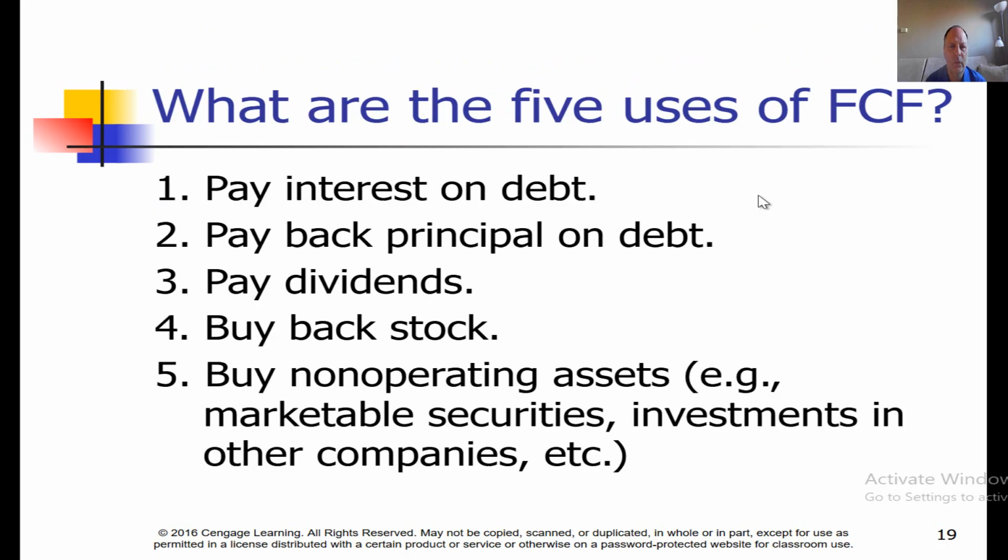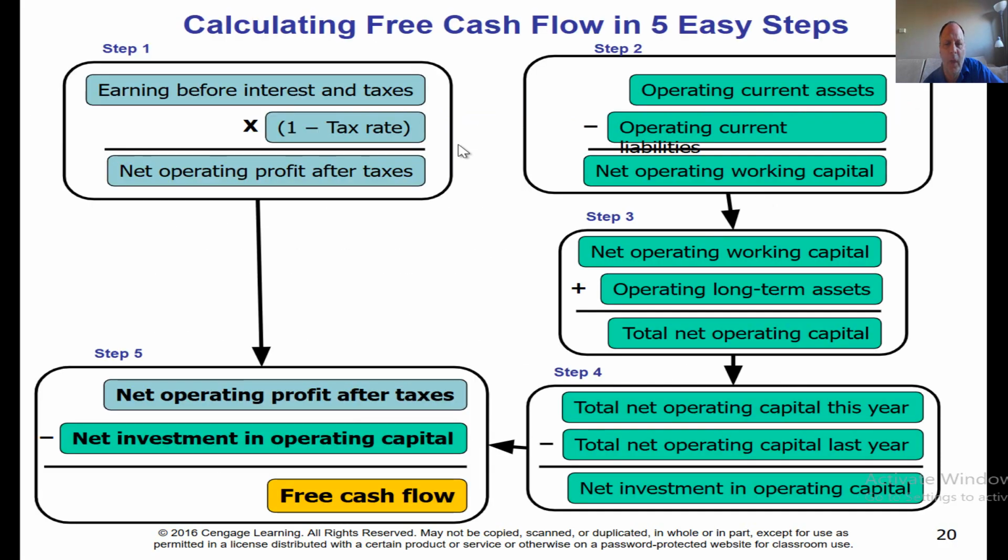You could pay dividends. You could also buy back stock, which is very popular among the bigger companies in the United States now. And you could also buy non-operating assets, marketable securities, investments in other companies, commercial paper, etc., which are short-term liquid investments companies sometimes engage in to add liquidity beyond the cash on hand with something that at least pays some interest.